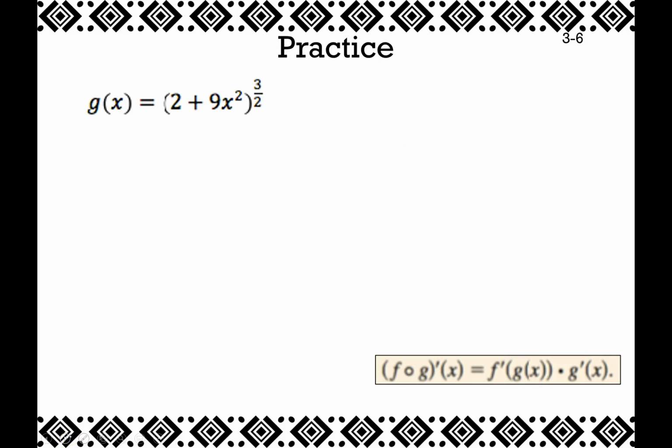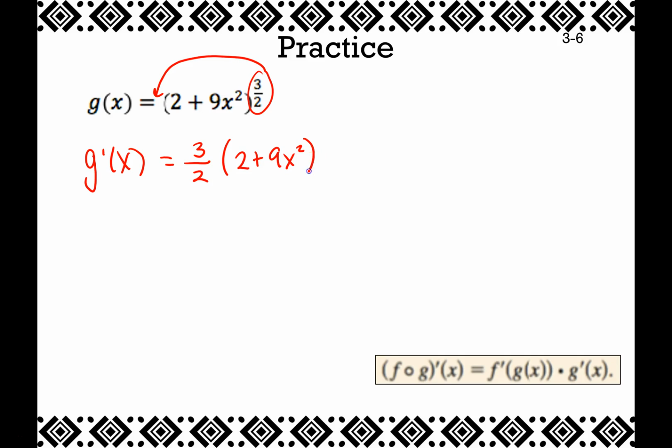Okay, about this one. Well, this is going to be g prime of x. Bring your 3/2 down, so you get 3/2. Keep your inside. And then you're going to subtract 1 from here, so we're subtracting 2 over 2, which becomes a 1/2. And don't forget, you have to take the derivative of your inside function, which is going to be an 18x. And now we are done with that problem.